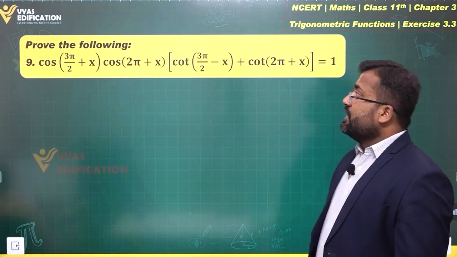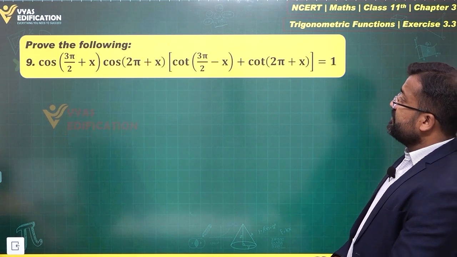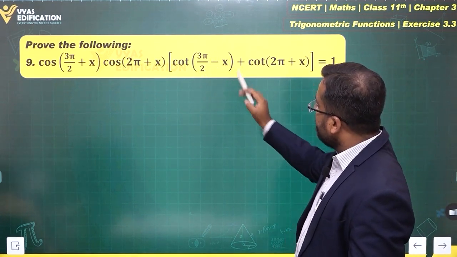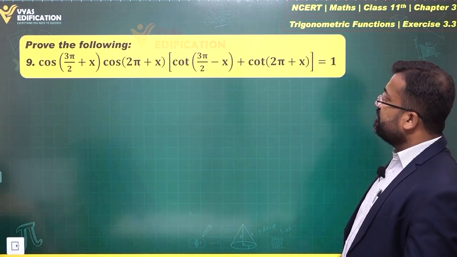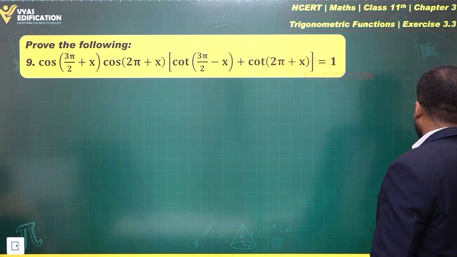Let us take a look at this question. Cos of 3 pi by 2 plus x, cos of 2 pi plus x times a huge bracket. What does that bracket have? Cot of 3 pi by 2 minus x plus cot of 2 pi plus x, and that is equal to 1. This is what is being asked.